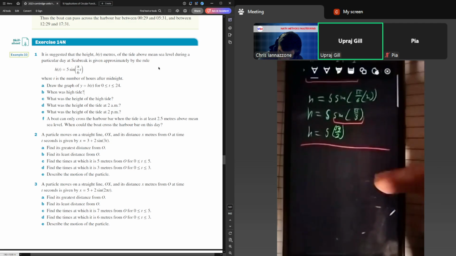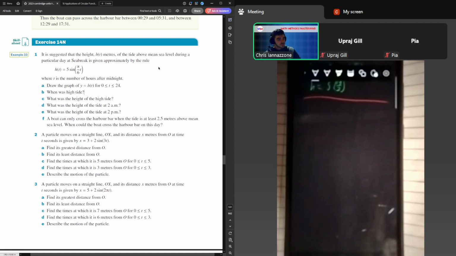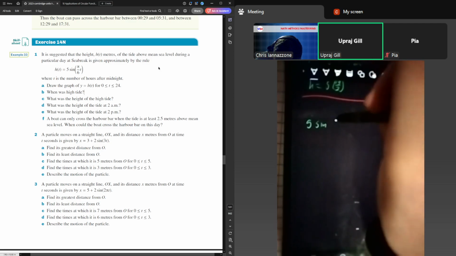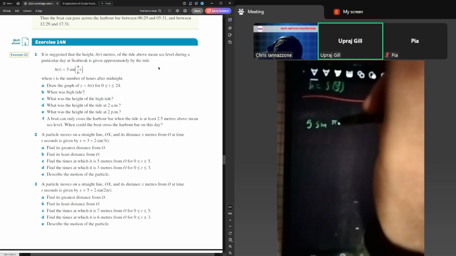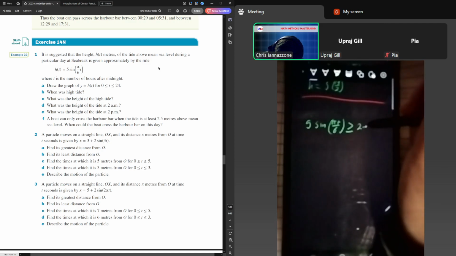Do we set up an inequality? Yeah, inequality sounds great to me. How's that going to look? 5 sine(pi over 6 t) is greater than or equal to 2.5.